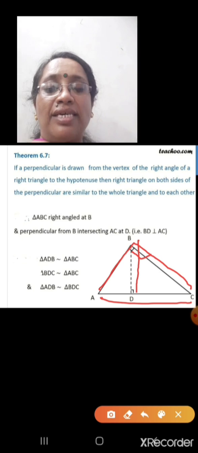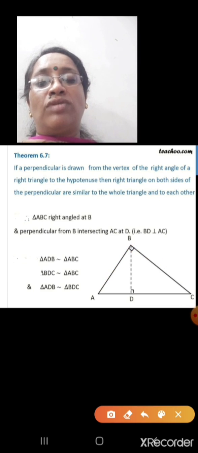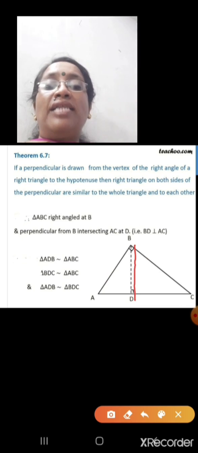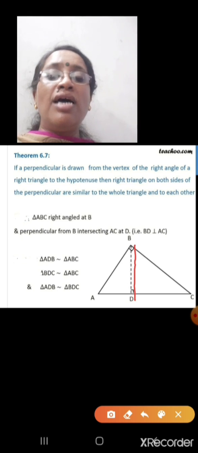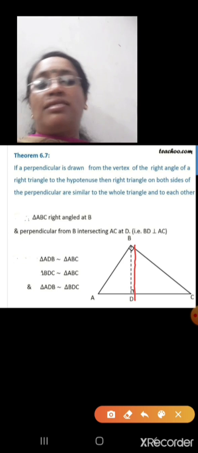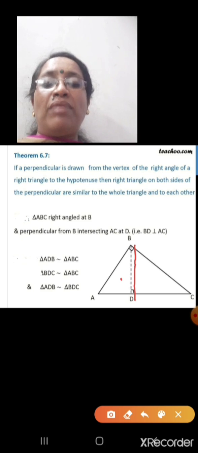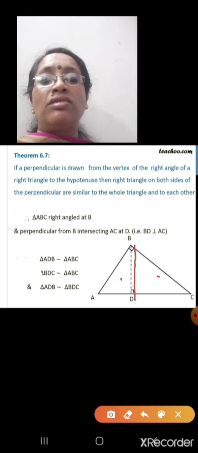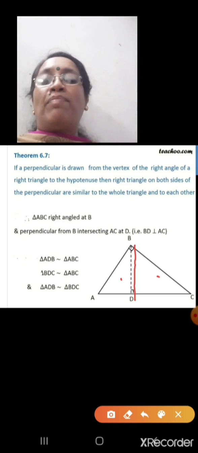If you draw a perpendicular from this vertex B to the hypotenuse, then in this figure you see 3 triangles. On both sides of the perpendicular, you can see one triangle here, that is ADB, and another triangle here, that is BDC. And also the total triangle ABC. See here, 3 triangles.